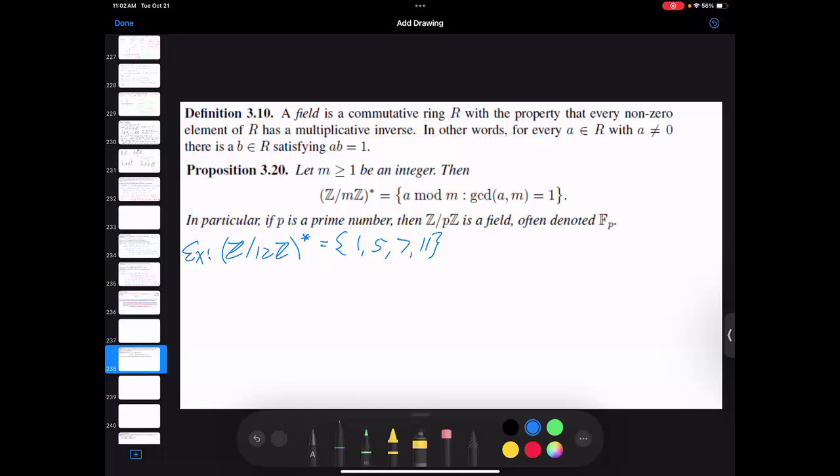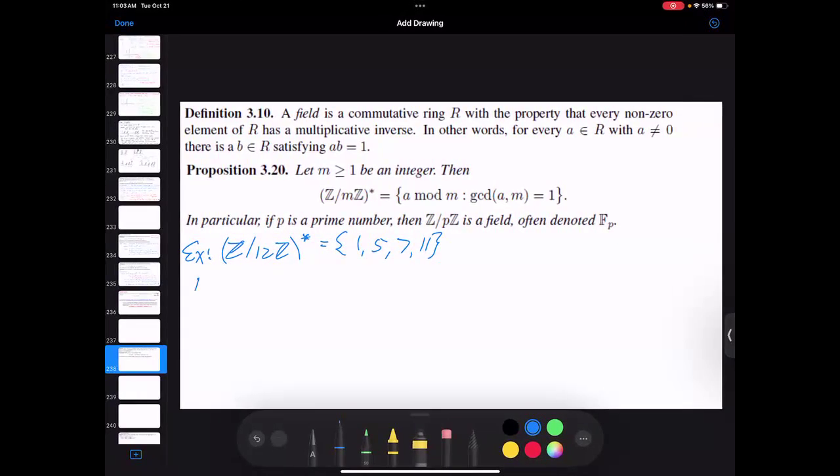In particular, if P is a prime number, then Z mod PZ is a field, often denoted by F_P. So that means everything is invertible. Okay? So I will leave the first part of proposition 3.20 to you. So prove that the invertible elements are just the elements that are relatively prime. If P is a prime number, that's a special case. Then it's a field, which means everything is invertible.